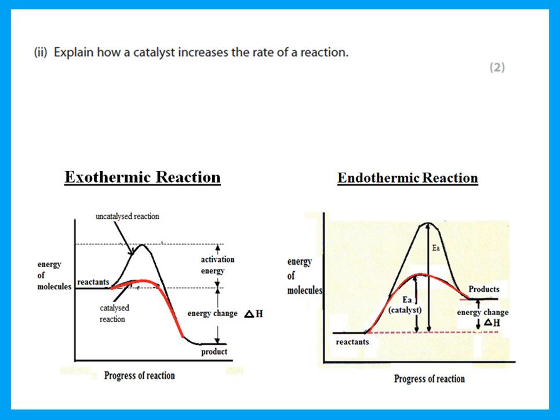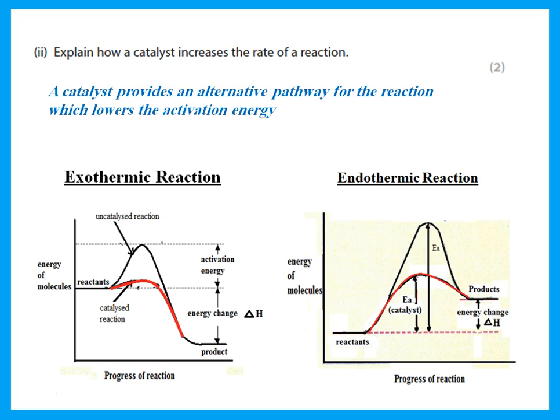So if a reaction does not have a catalyst, then the activation energy is high, whether we're talking about exo or endo. But if I'm using a catalyst, what happens to the activation energy? The activation energy is lower. This is because a catalyst provides, this is how we explain, an alternative pathway for the reaction. So it makes the reaction happen in a different way that lowers the activation energy. So it provides an alternative pathway for the reaction that lowers the activation energy. And remember, a catalyst is the only factor that will lower activation energy.